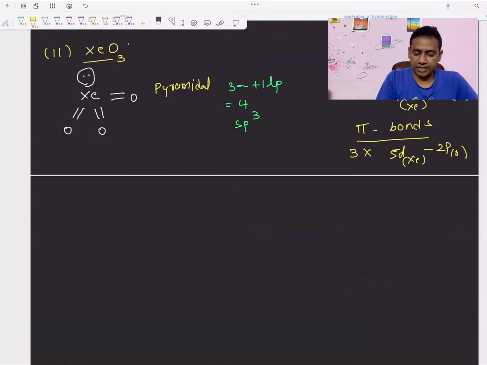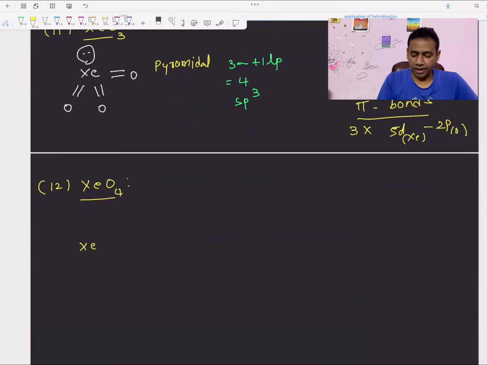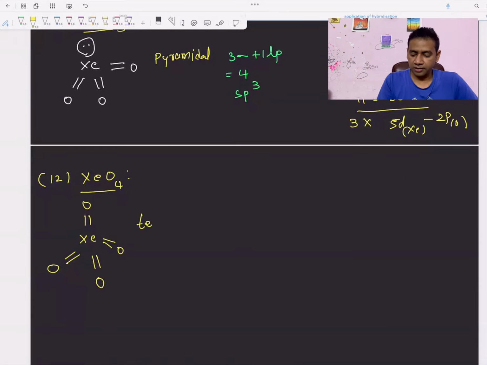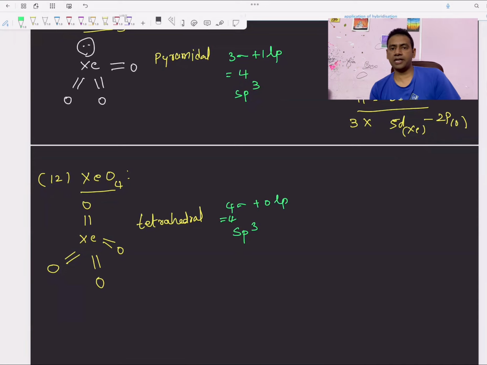Now let us take another example, XeO4, xenon tetroxide. This is a very simple molecule. We have Xe double bond O, double bond O, double bond O, double bond O. What is the geometry we call? According to VSEPR, it's tetrahedral, and of course we can claim it is sp3 hybridized. This molecule is sp3 hybridized because there are 4 sigma bonds and 0 lone pairs, which is equal to 4. It is going to be sp3 hybridized.